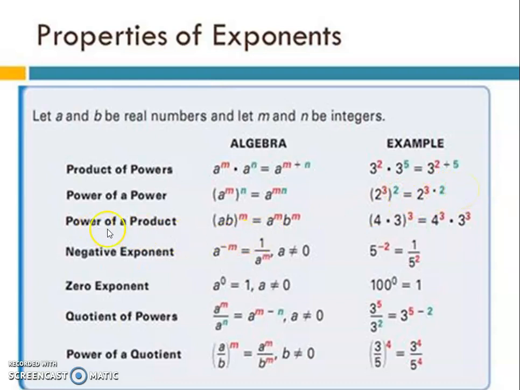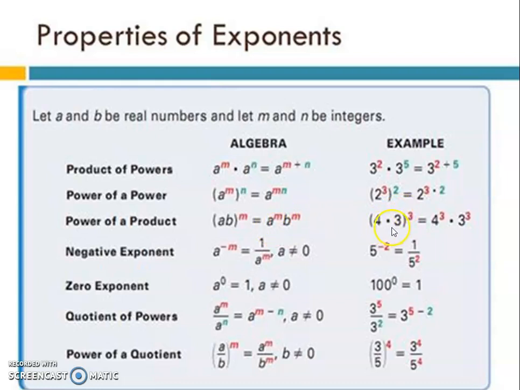Next, power of a product. a into b raised to m. a into b is in the form of a product, that is multiplication, and they have the common index, that is m. So it is equal to a raised to m into b raised to m. We split up a and b with the same index m.